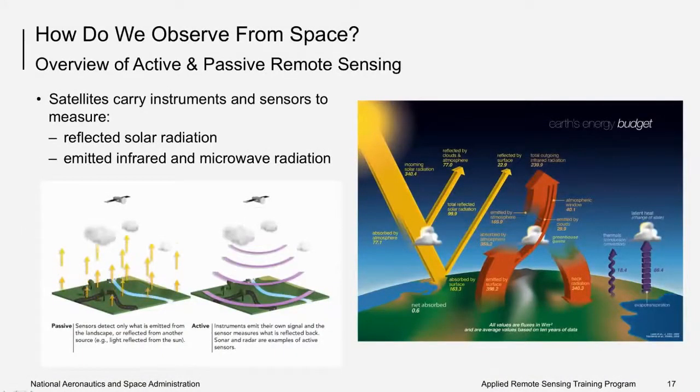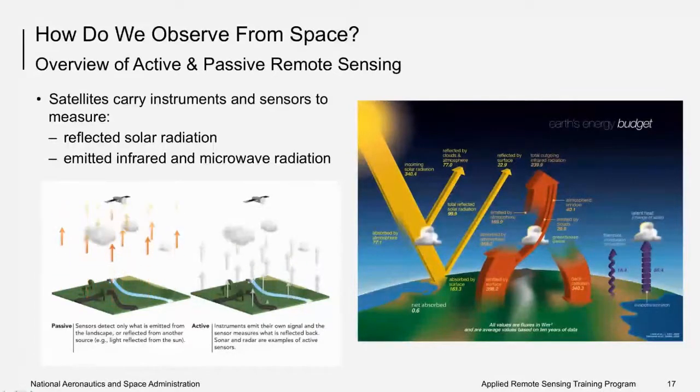For the purposes of this webinar, we are most interested in passive satellite sensors that measure reflected solar radiation in the visible range to use in our ocean color algorithms. We are also interested in measuring the emitted infrared and microwave radiation in order to observe sea surface temperature. We call these sensors passive because they are detecting the reflected or emitted light energy from the sun.